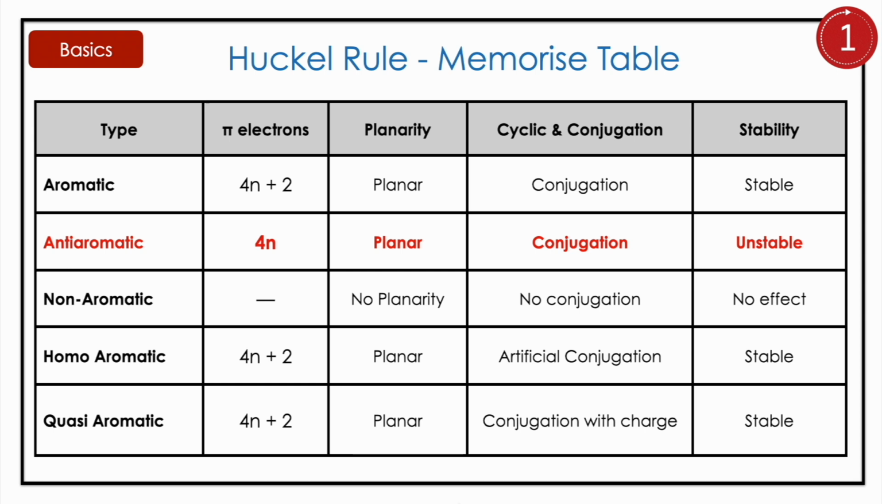I recommend you memorize this table. It will help you to solve all the problems. Here you should memorize that anti-aromatic means 4n pi electrons. It should be planar, cyclic and conjugated. It creates instability in the system.